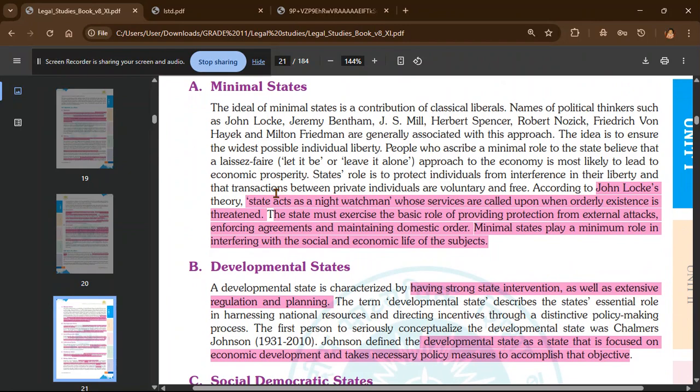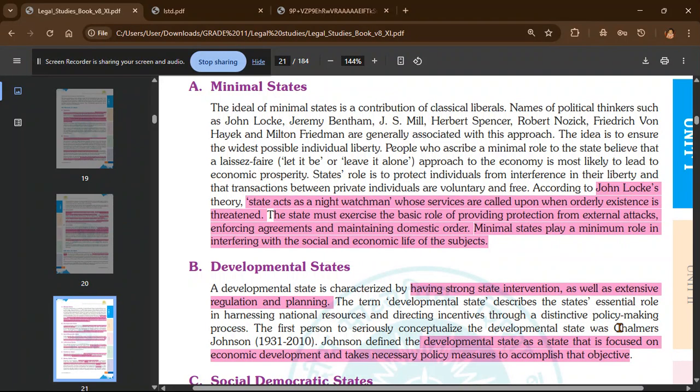First one is your minimal state. Now your minimal state, see the word suggests, minimal means something that is small, in a small quantity. Minimal can be associated with the word minimum. So this starting para that I've not underlined, leave it. It's not important at all. We'll be starting from here.